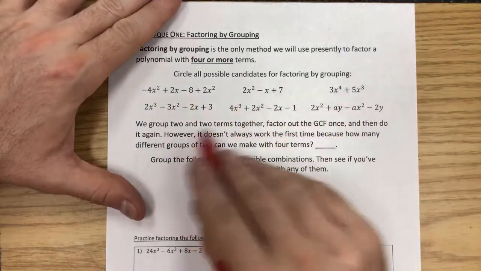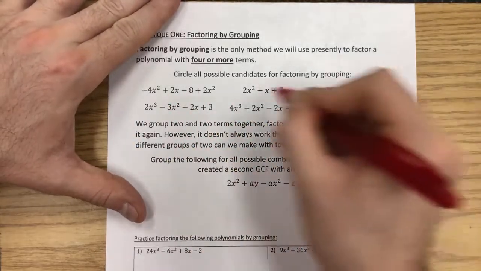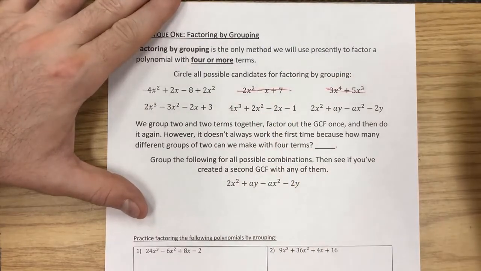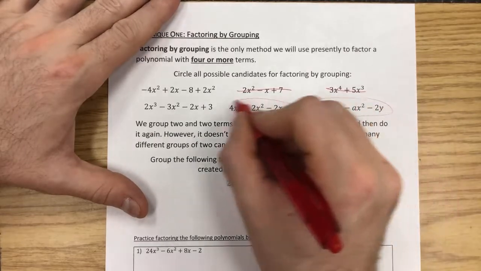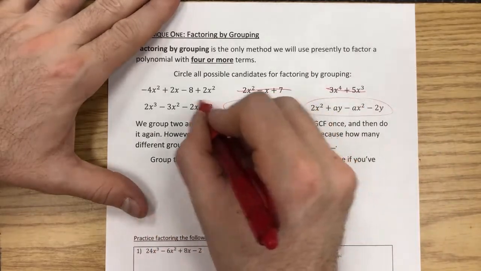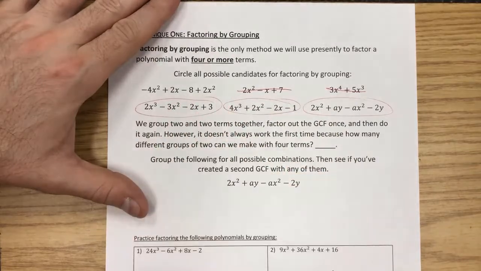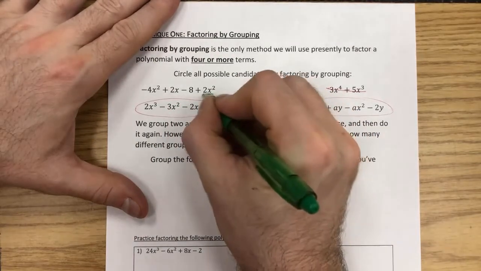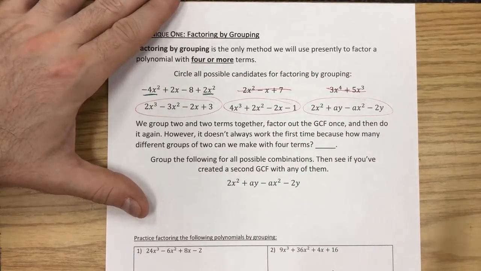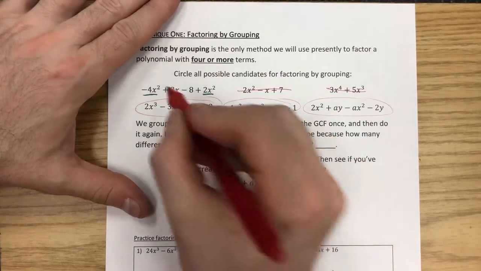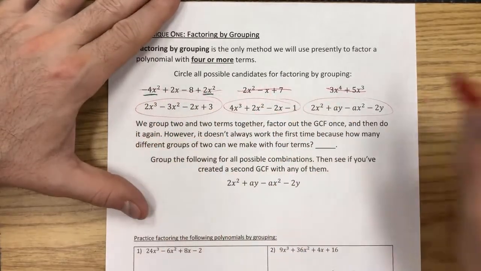Well, going through this list, we already see that these 2 don't have 4 terms, so they don't qualify. We notice that these have 4 terms. This has 4 terms, as well as this. And we might be tempted to look at this one as well. But one of the things that we want to notice is that I have an x squared and an x squared. What happens when we combine them? We get 3 terms, and that wouldn't work.